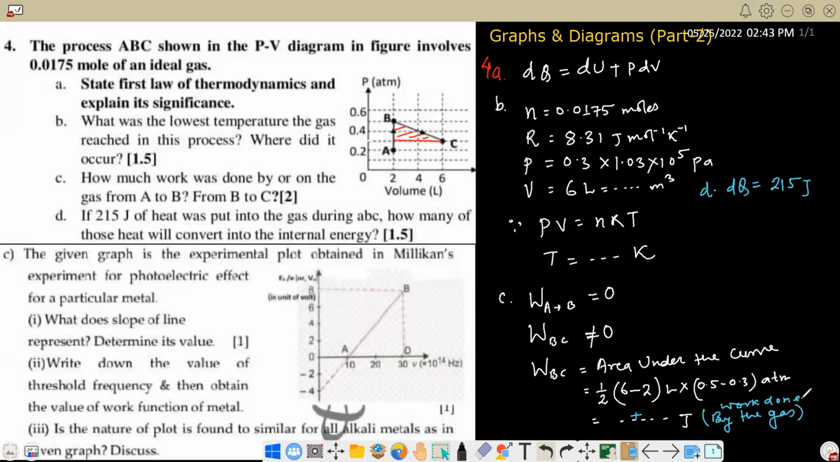We have to be very careful while dealing with this plus and minus. If minus comes, work will be done on the gas and the volume decreases. In this case the volume has increased, so work is definitely done by the gas. Okay, let us see question number D. dq is given, system A B C, how much of that heat will convert into internal energy? Okay, now let's see, from A to B there is no work done.